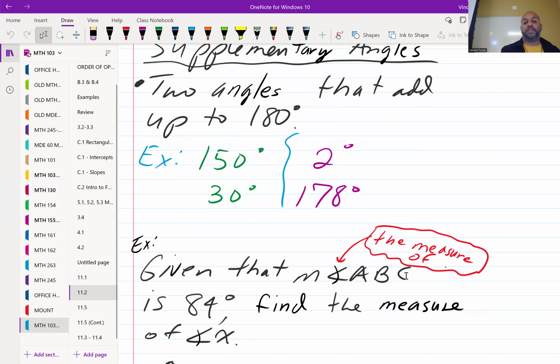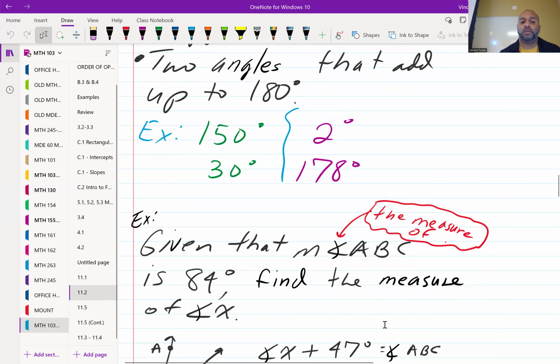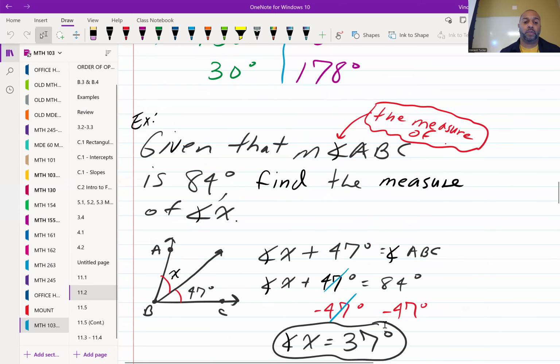So given that the measure of ABC is 84 degrees, find the measure of X. Anybody holding on to supplementary? All right. So I'll give you a chance to write first of all.